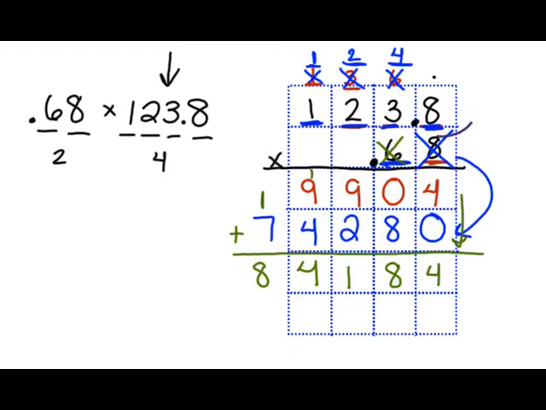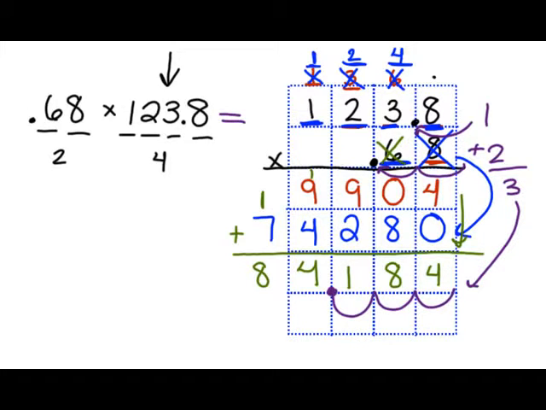I count my decimals. I have 1 decimal. Here I have 2 decimals, Charlie. 1 plus 2 gives me 3. So I'm going to move my decimal once, twice, 3 times, Charlie. So my answer to this math problem is 84.184. Let's do one more and then we'll be done.